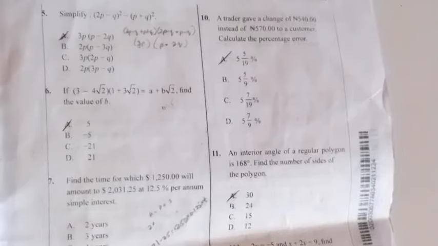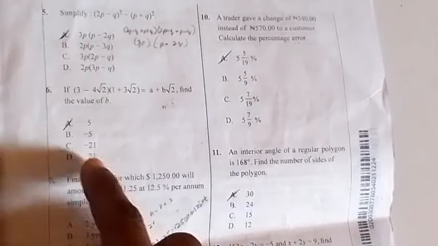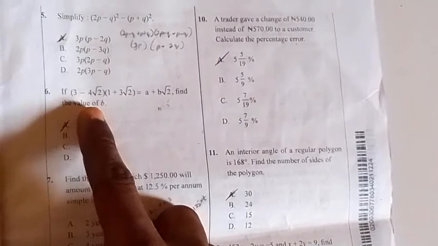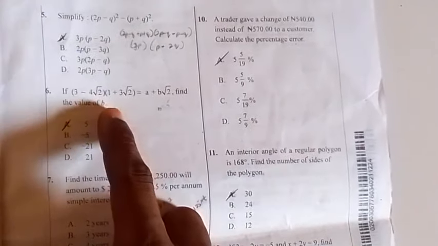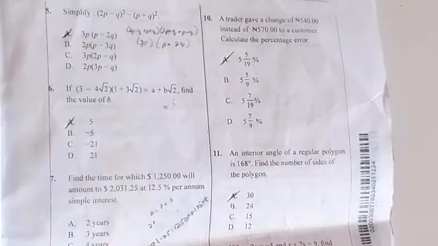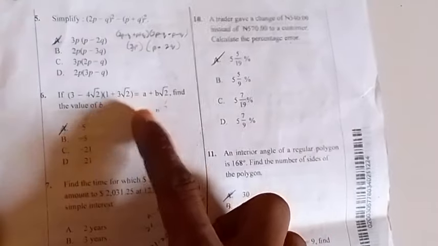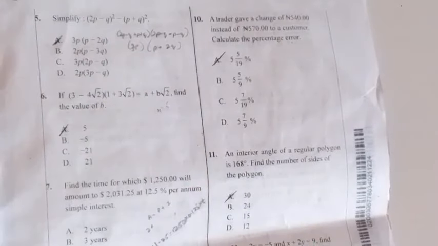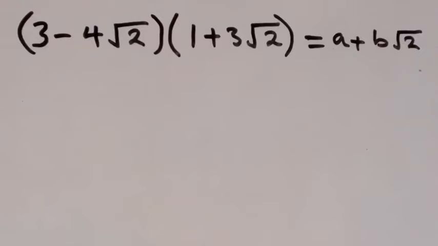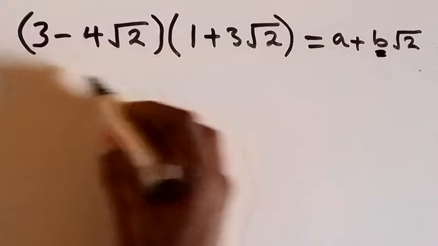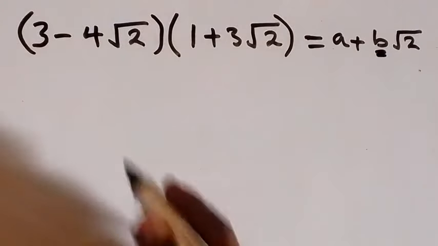Then question number 6, we have (3 minus 4 root 2) times (1 plus 3 root 2) equals a plus b root 2. Find the value of b here. So from what we are given, we have to find the value of b if we express this in this format. Then we can open the bracket here.